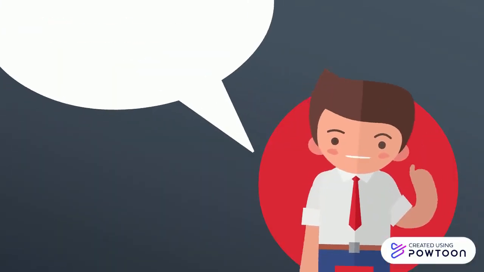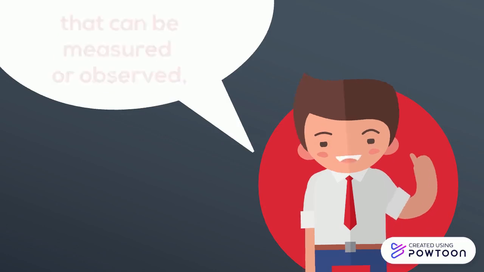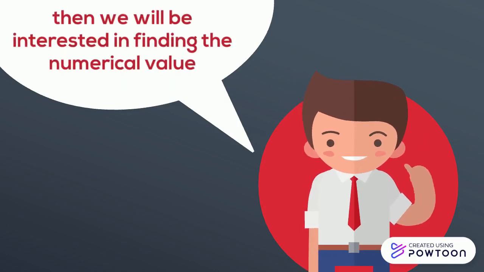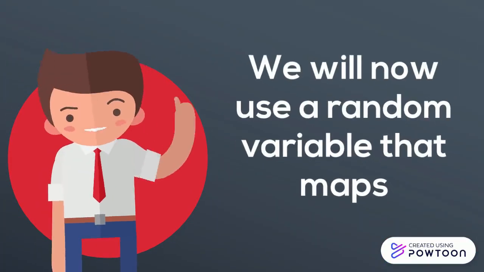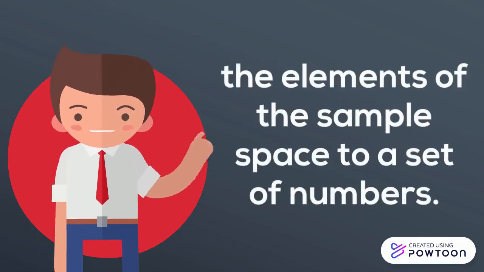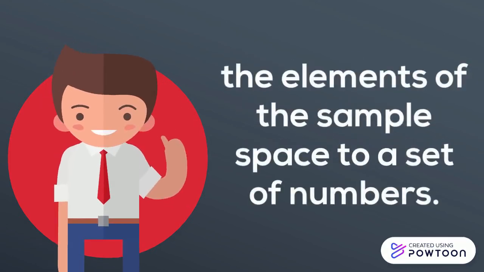If we let x represent a quantitative variable that can be measured or observed, then we will be interested in finding the numerical value of this quantitative variable. We will now use a random variable that maps the elements of the sample space to a set of numbers.